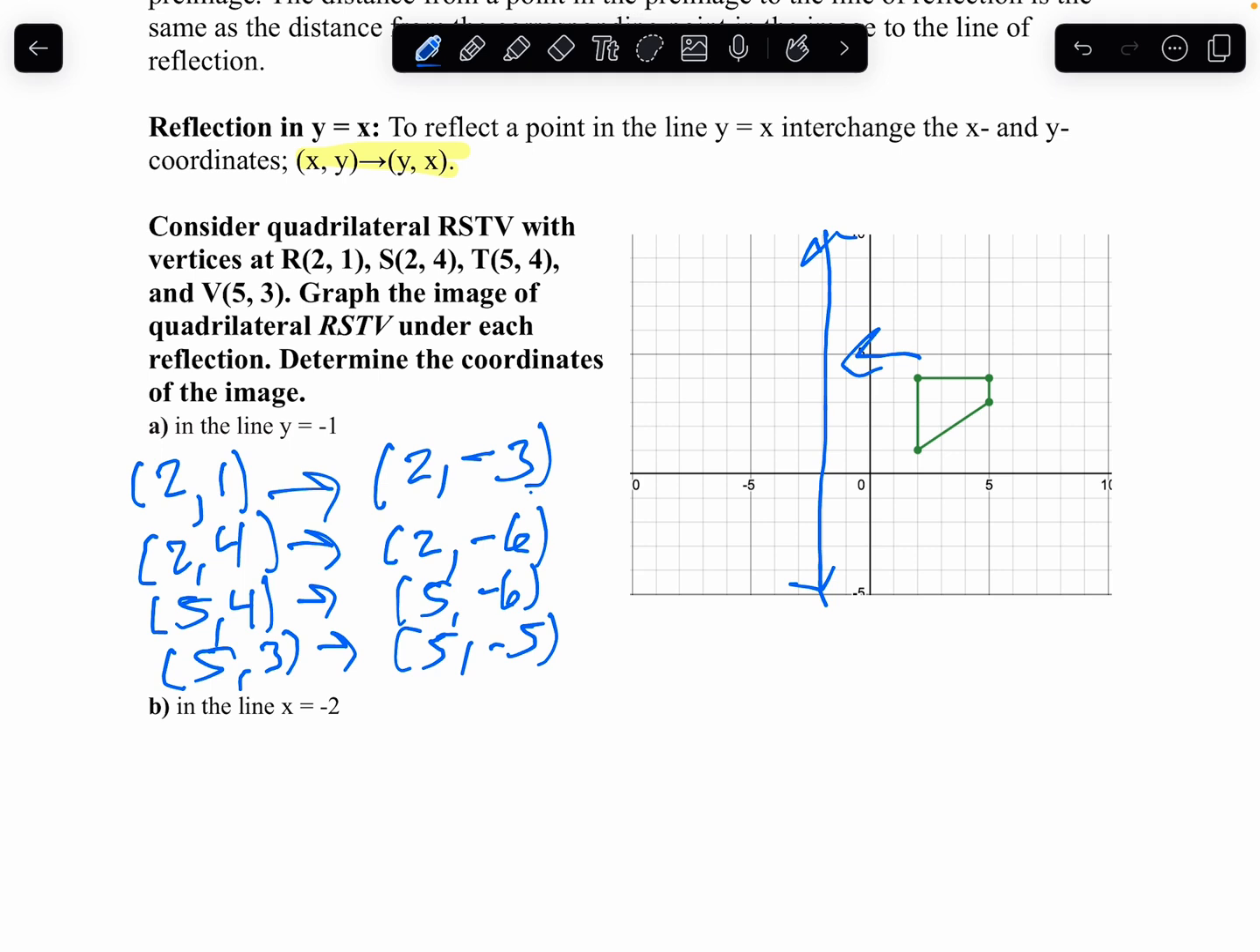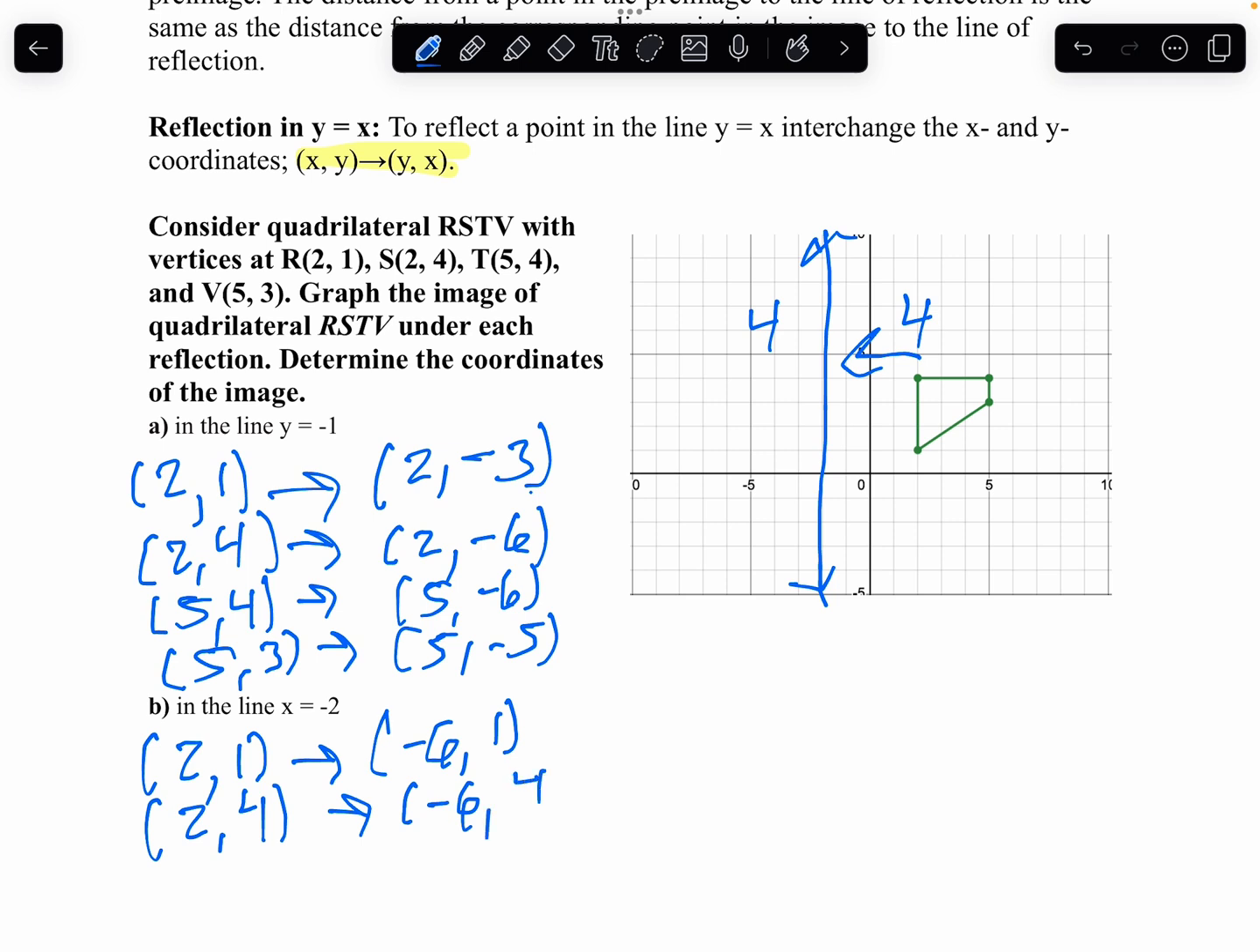So I'm going to take 2, 1. How far is it from 2 to -2? Well, that'll be 4. So we go 4 to the left of -2. -2 minus 4 is -6. So it'll be -6 and 1. If I take 2, 4, that'll be the same distance. So it'll be -6 and 4.